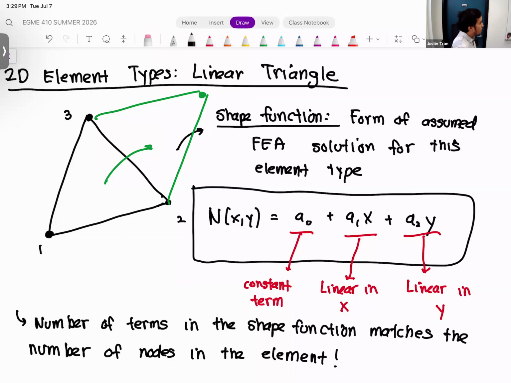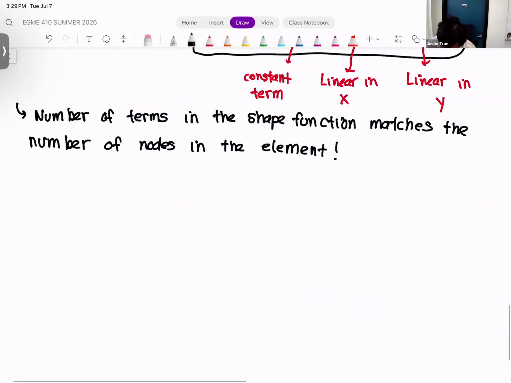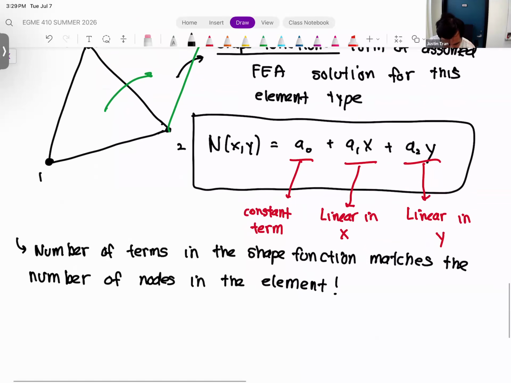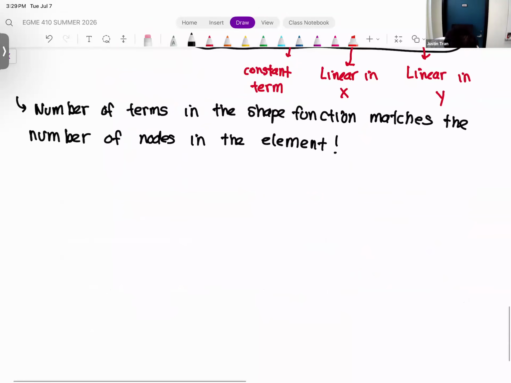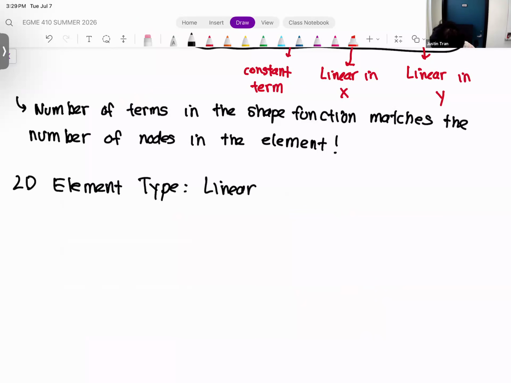So that's the linear triangle. Again, this is the simplest function that we can think of. We only have 3 terms in our shape function here. And like we just discussed, that really limits the types of solution behaviors that you can actually capture. So let's step up and look at the next triangular element, the quadratic triangle. Actually, let's go to the quadrilateral instead, because I want to illustrate something here. So let's do 2D element type. We'll stick with the linear first, but this time we'll look at the linear quadrilateral.